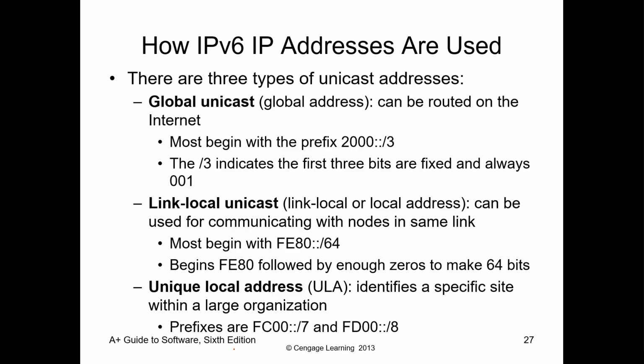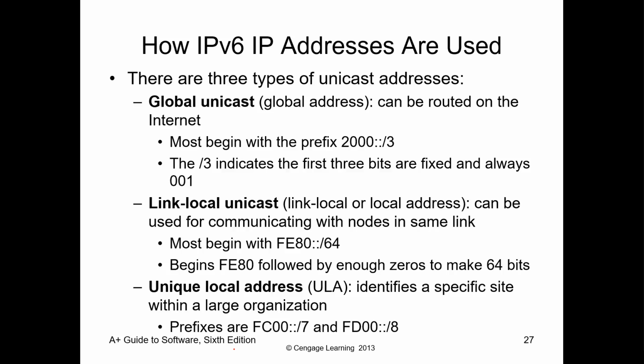There are several types of unicast addresses for IPv6. There is a global unicast address, which is a global address, and this can be routed on the internet. And they normally begin with 2000/3. That indicates the first 3 bits are fixed and always 001. So that means our first number could be in the range of 2000.